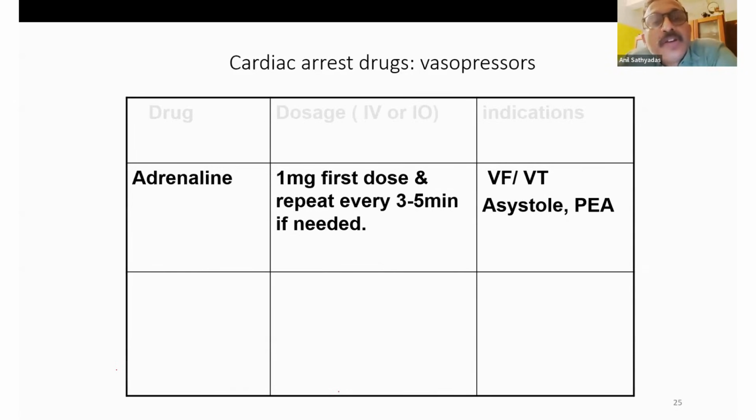So adrenaline is the vasopressor and maybe the only one that is recommended, and that is effective for all the 4 rhythm types that we get in cardiac arrest. Previously, there was vasopressin. Even the 2025 guidelines do not recommend vasopressin as a vasopressor during CPCR.